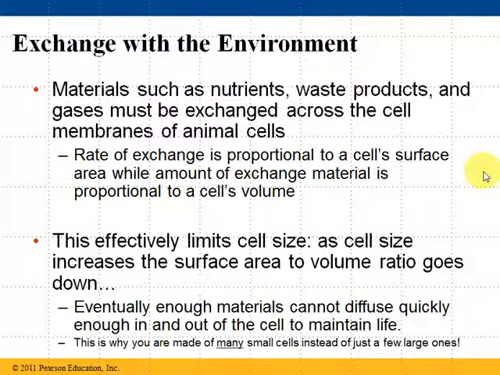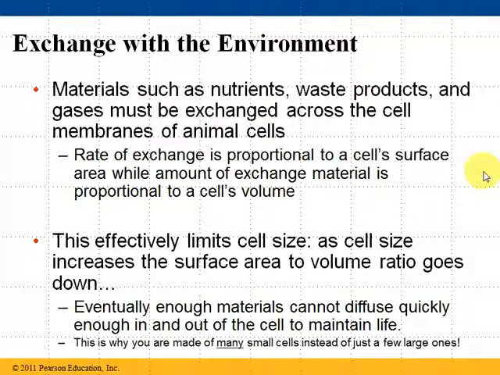So the rate of exchange is proportional to the cell's surface area, while the amount of exchange material is proportional to the cell's volume. The larger the cell is, the more material there is inside, the more exchange has to take place. Now this can represent a problem. What this does is it effectively limits cell size by physical laws. As cell size increases, the surface area to volume ratio goes down. In other words, when you double the cell's size, when you double the interior volume of the cell, you don't double the outer surface area. So the ratio of surface area to volume begins to drop the larger the cell gets.